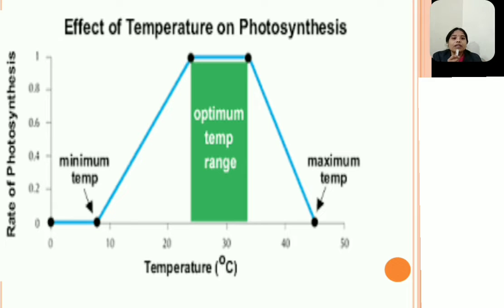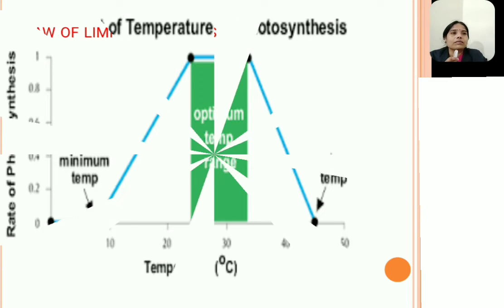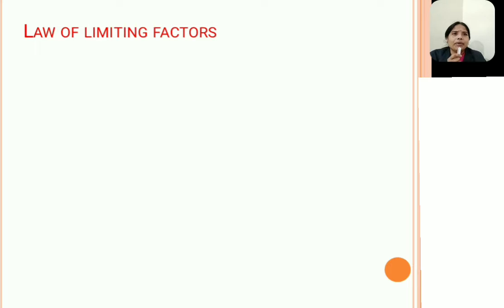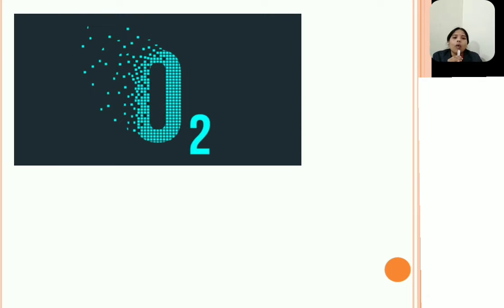So after temperature, the next limiting factor is oxygen. Excess oxygen has an inhibitory effect on photosynthesis.